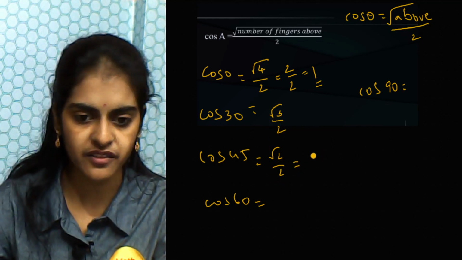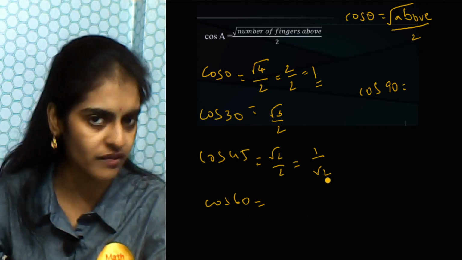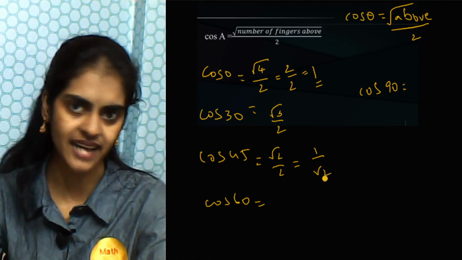Again, just now we have simplified this. You will get 1 by root 2. For sine 45 we simplified, you got 1 by root 2, isn't it? Root 2 and here root 2 gets cancelled, so you are left with another root 2.